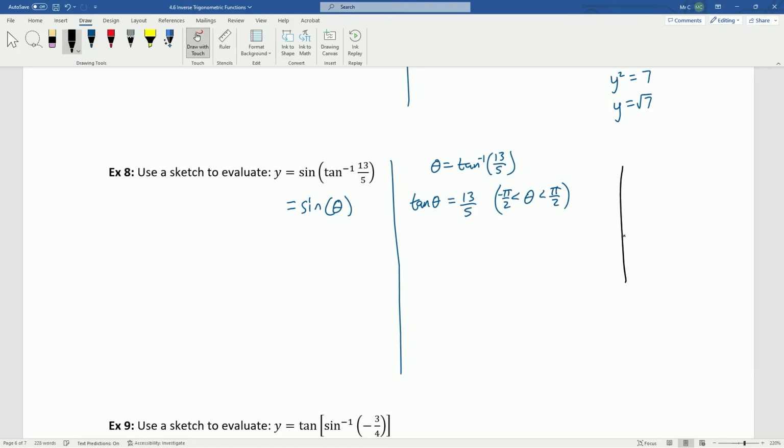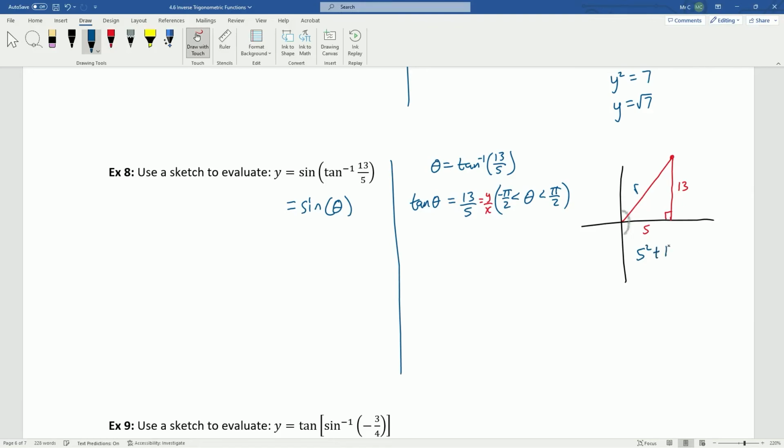So now when we go to draw this thing, we're in either the first or fourth quadrant, but the value of tangent is positive here. So that tells me I must be up in the first quadrant. And remember that tangent is y divided by x. So this is 13 and this is 5. And that means that what I need to find is my hypotenuse r.